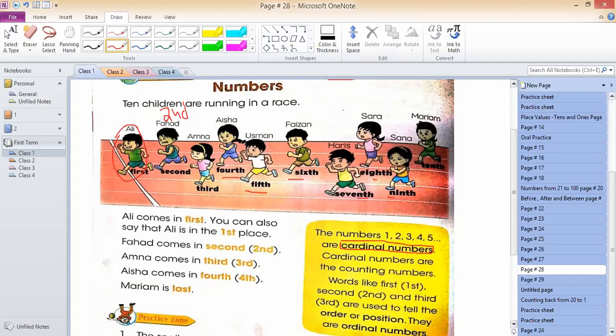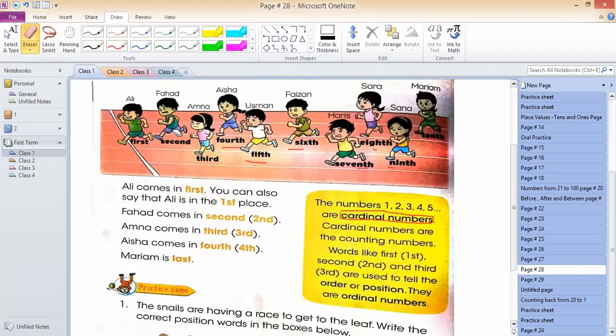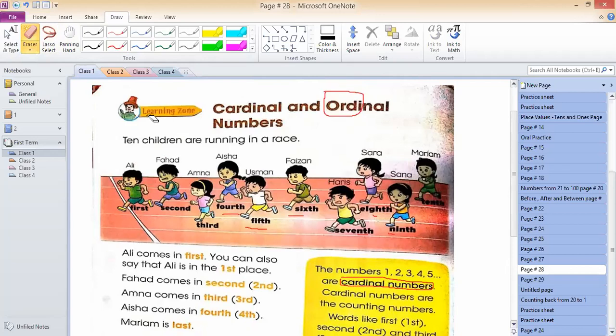You will not say Fizan is 6. If I say Fizan is 6, nobody will understand what you want. If I say Fahad is 2, you will say, sir, what does that mean? What does that mean, Fahad is 2? Fahad is in second position. Fahad got second position in the race. Okay. So for telling the order, we use ordinal numbers. And ordinal numbers are first, second, third, fourth, fifth, sixth, seventh, eighth, ninth, and 10th.